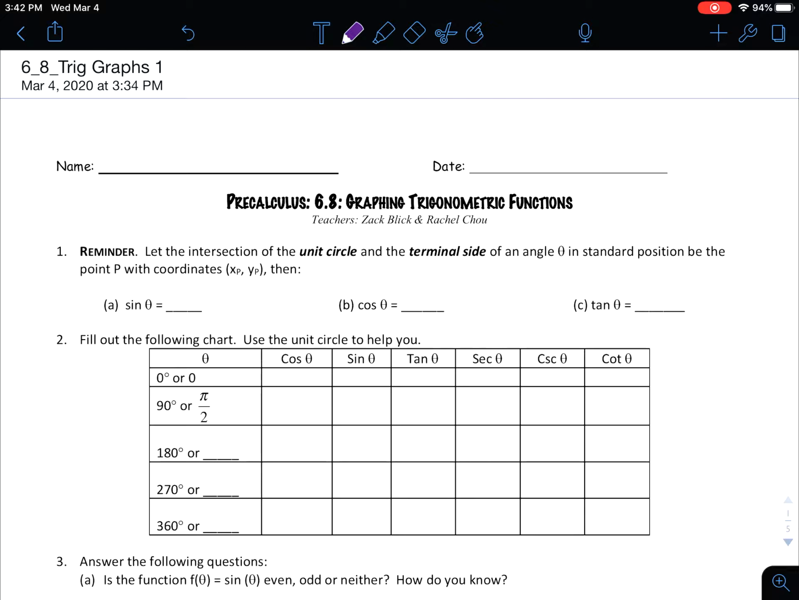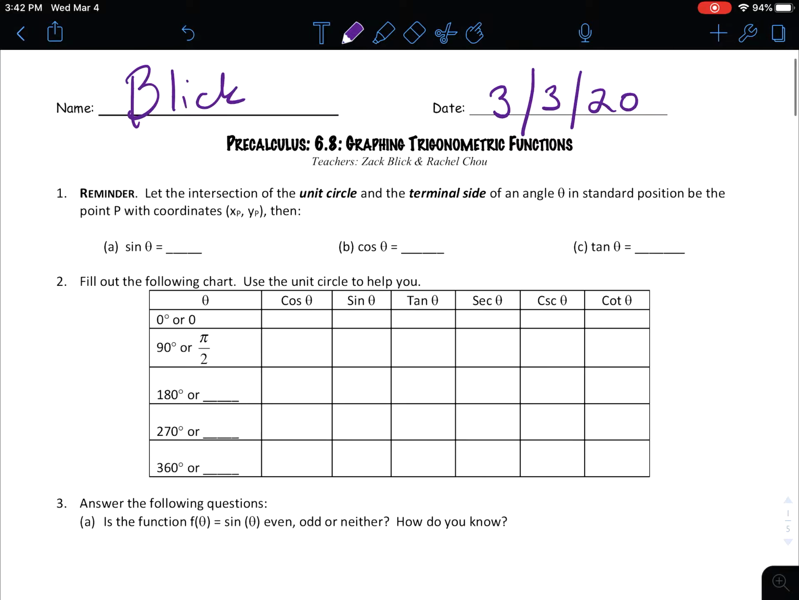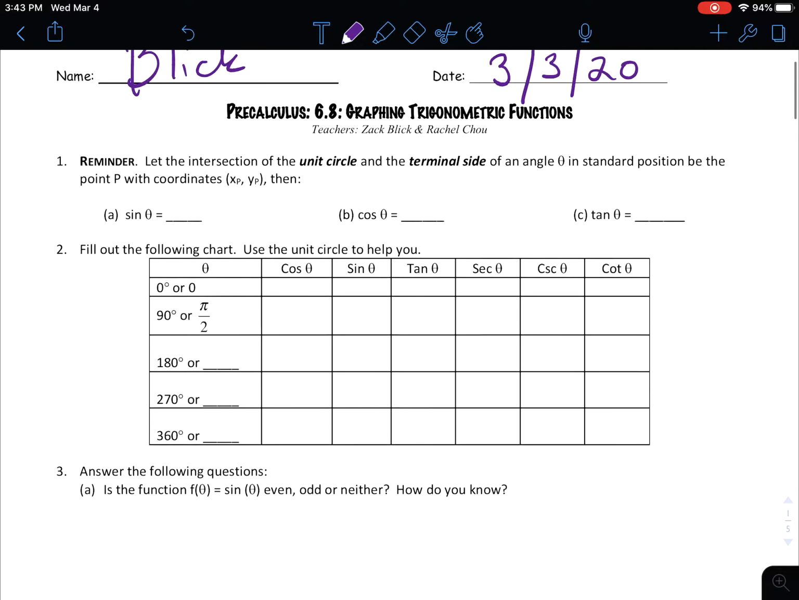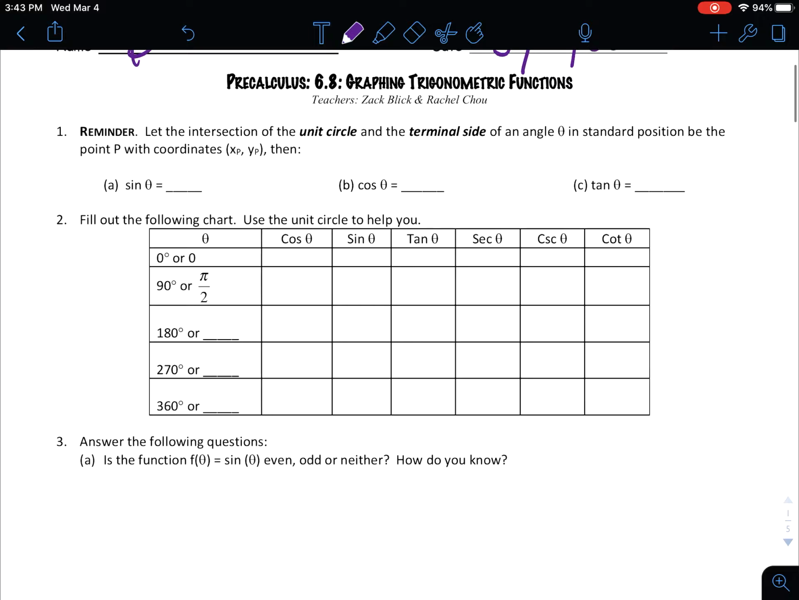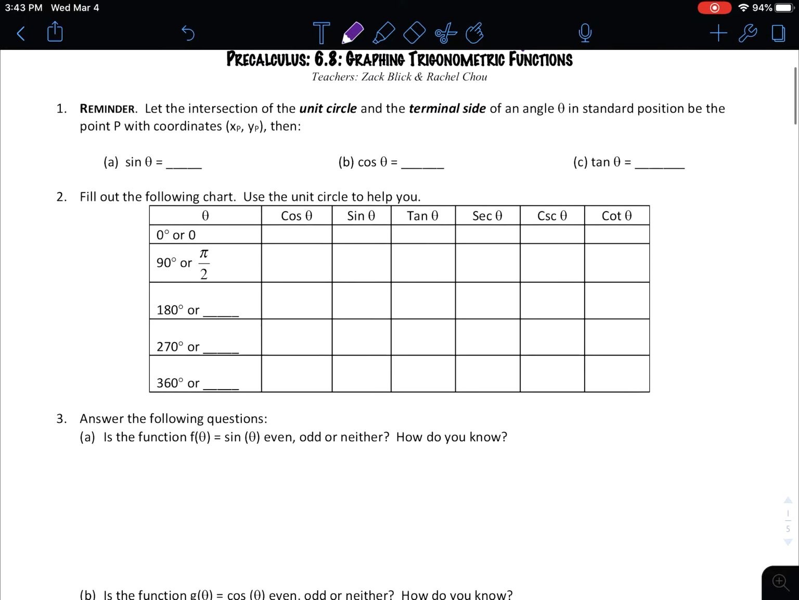Hey Precalc, this is Blick, and I am going to work through a few of the problems here on 6.8 to help you as you work through them on your own. To use this video to its maximum potential, I would say follow along with me on your own copy of 6.8 as I'm working through them.